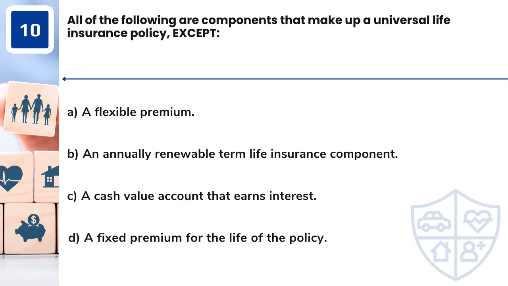Question 10. All of the following are components that make up a universal life insurance policy, except: A. A flexible premium. B. An annually renewable term life insurance component. C. A cash value account that earns interest. D. A fixed premium for the life of the policy.